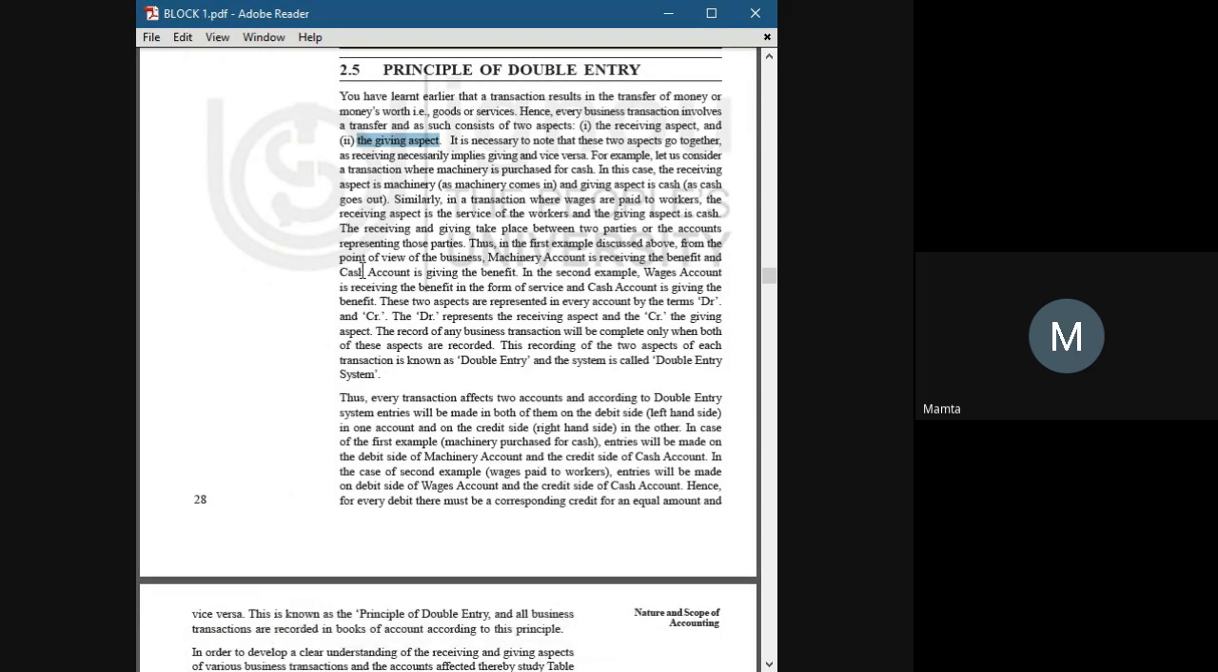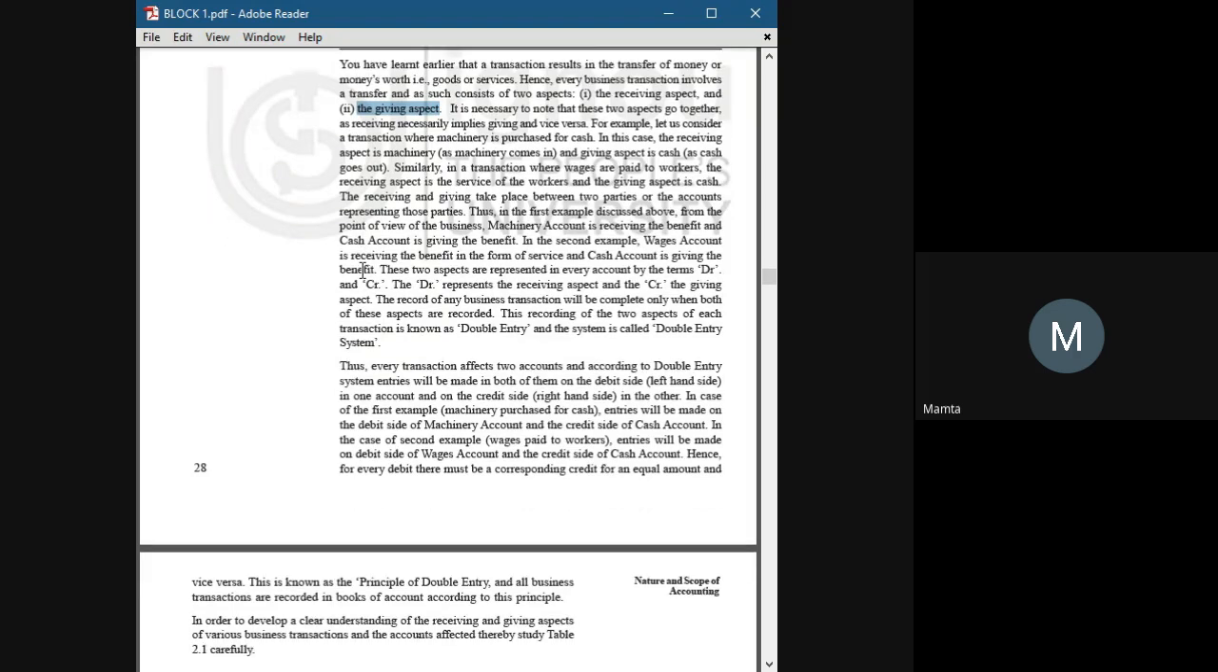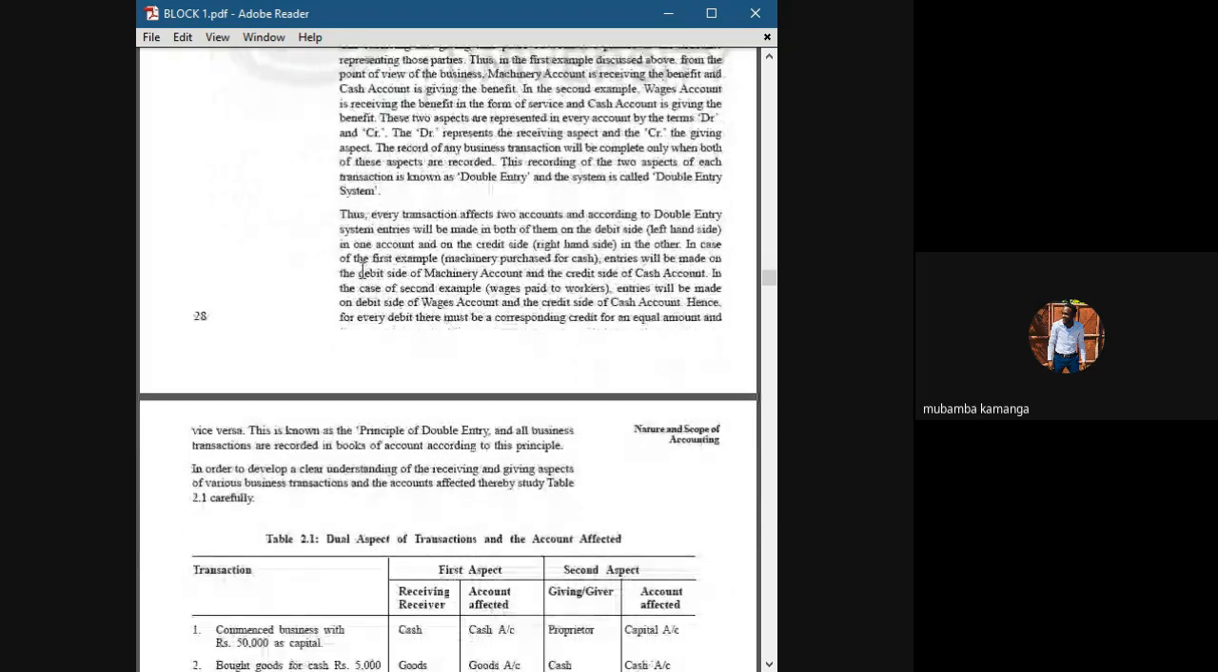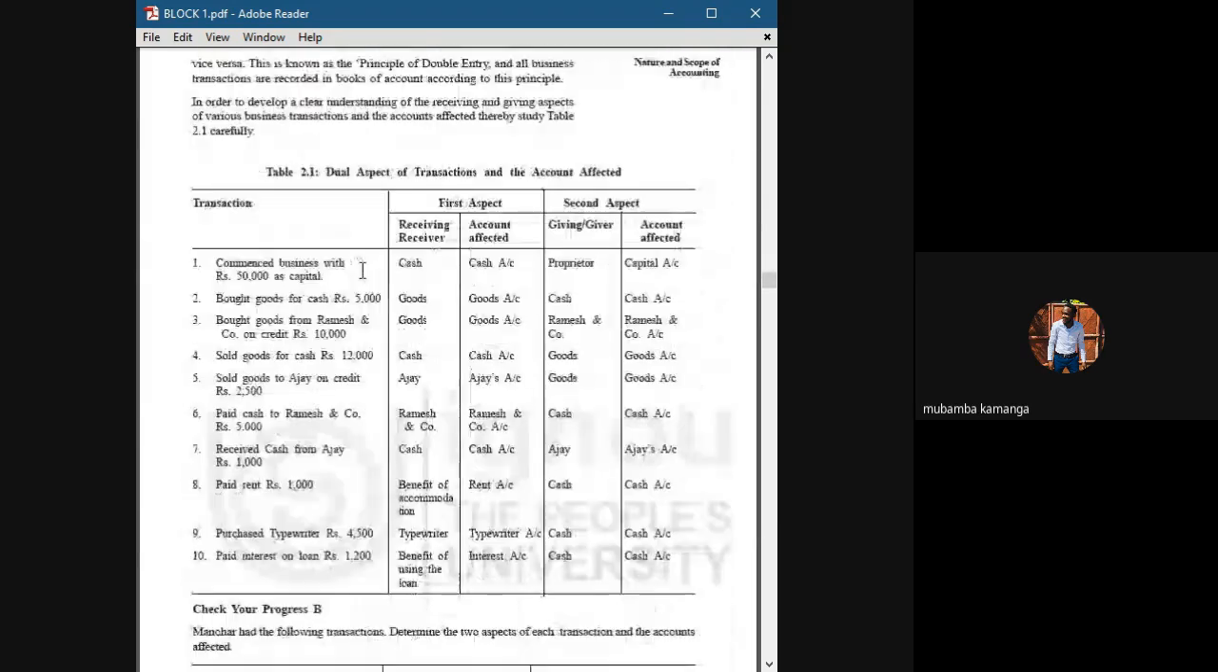Now, I was at the principle of double entry. So the principle of double entry is clear, na? One person is you receiving one thing and giving one thing? Yes, it's clear.